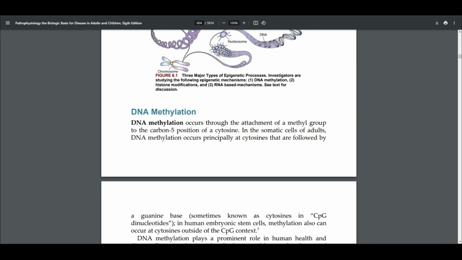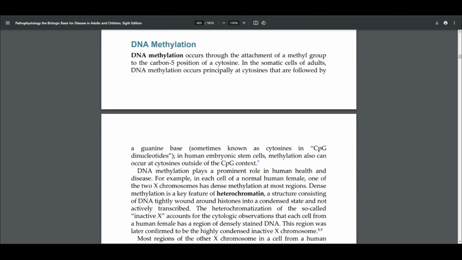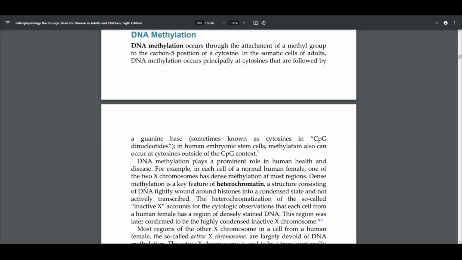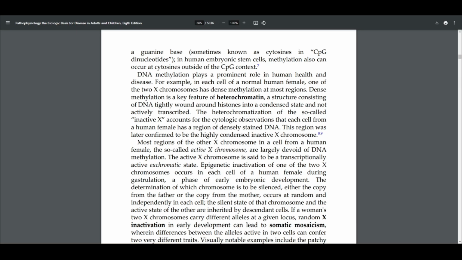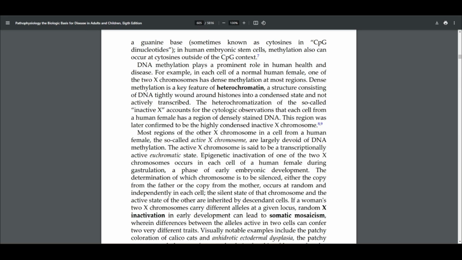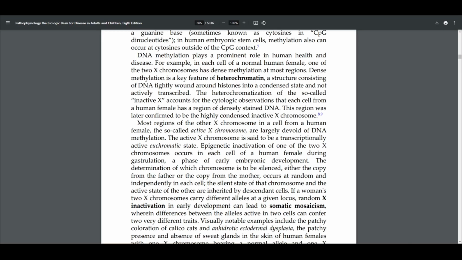Here, DNA methylation. DNA methylation occurs through the attachment of a methyl group to the carbon 5 position of the cytosine. In some somatic cells of adults, DNA methylation occurs principally at cytosines that are followed by a guanine base, sometimes known as CpG dinucleotides. In human embryonic stem cells, methylation also can occur at cytosines outside of the CpG context.